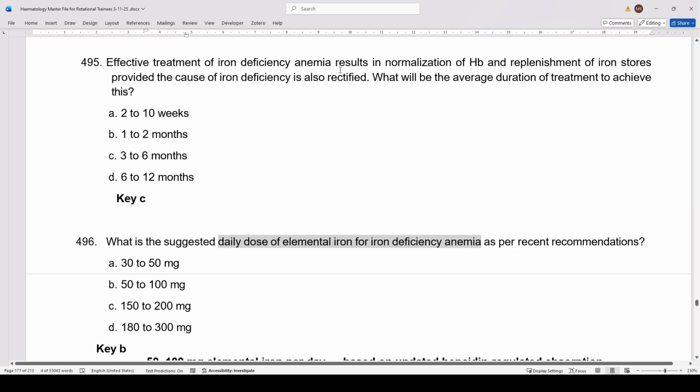Effective treatment of iron deficiency anemia results in normalization of hemoglobin and replenishment of iron stores, provided the cause of iron deficiency is also rectified. Okay, so we discussed earlier. So what is the average duration of treatment? Usually it is 3 to 6 months.